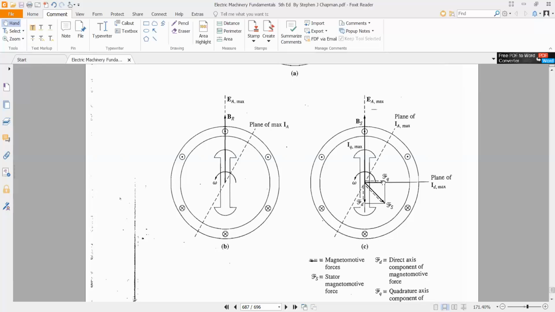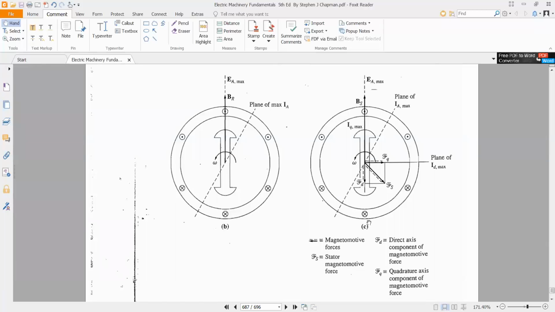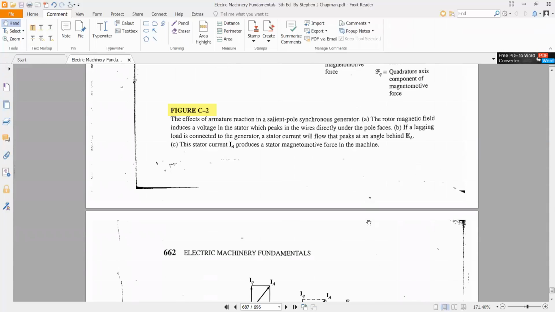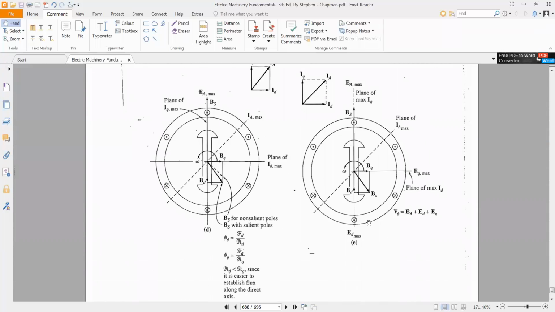So it will be offering high reluctance to the flux path. It means that the flux magnitude will be smaller along this side, along the quadrature axis. Definitely, when the flux magnitude is smaller, the magnetic field strength Bq will also be smaller as compared to Bd. This situation has been shown in the subsequent figures, as we can see here.